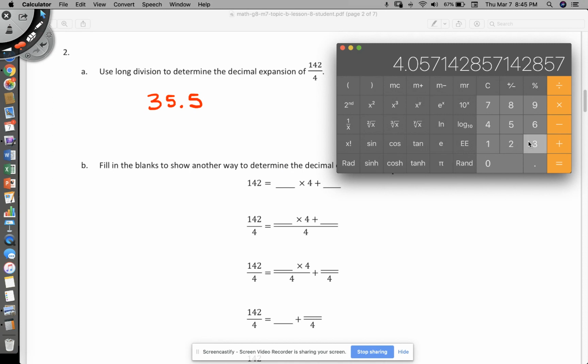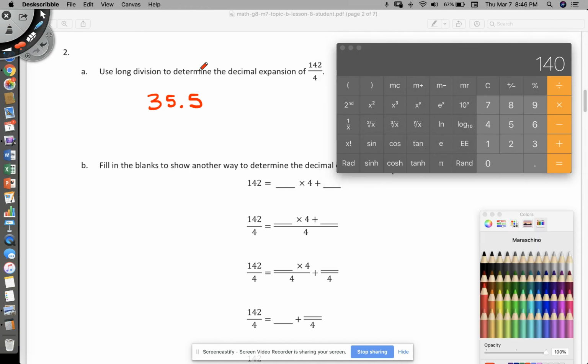So we're going to say 35 times 4. Let's try that. There we go. That gives me the 140. That's what I'm looking for there. So we're going to say 35 times 4 gives me here 140. How much more do I need? 2. So this would be plus 2. Now let's add in the denominator of 4. So we're going to do 35 times 4 plus 2 all over 4.